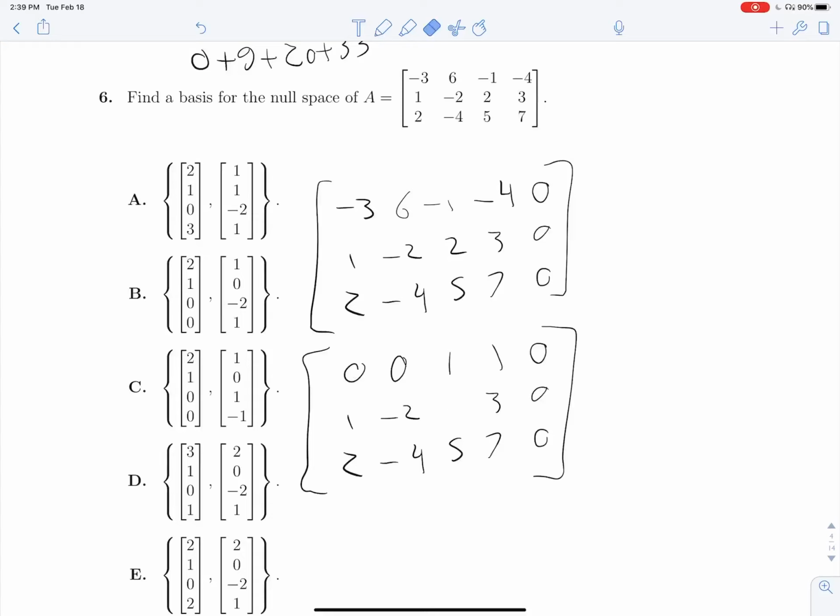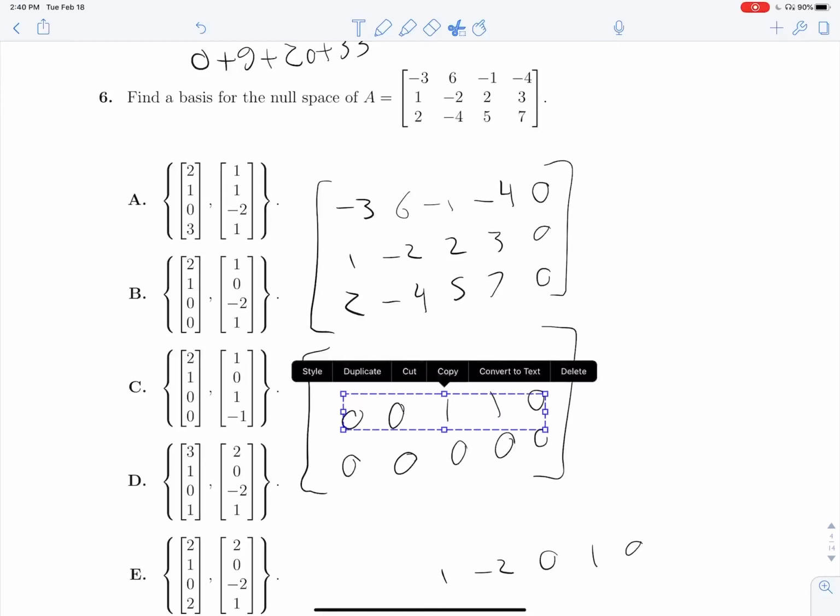We can subtract here 0, 1, subtracting 2 row 1s. Let's see, we can subtract here and get 0, 2, and we can take row 3 and subtract from it 2 row 2s, and we will get 0, 0, 0.